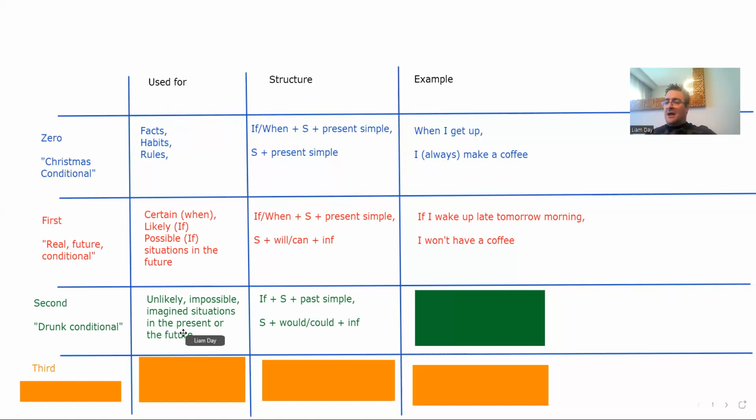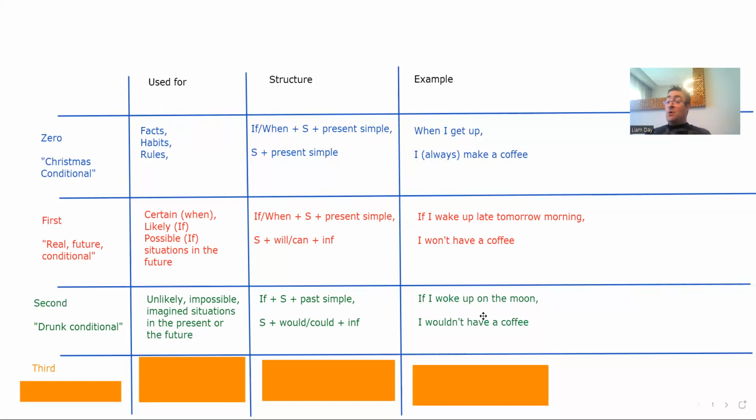These things are not possible. I am not going to become the prime minister of the country. I am not going to become the manager of my football team. I am in fantasy land, and that's what the second conditional is. Okay, and sticking with the theme of fantasy, if I woke up on the moon, I wouldn't have a coffee.